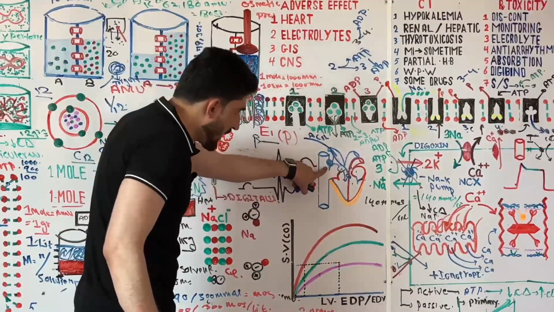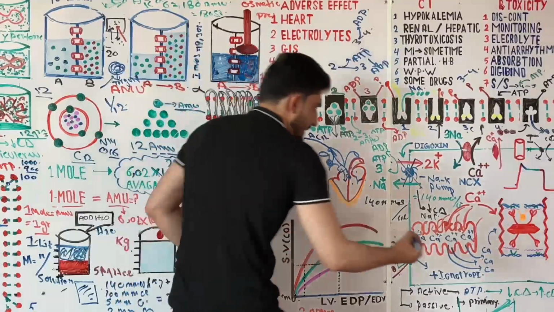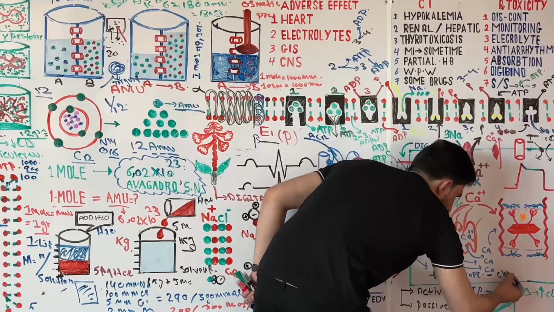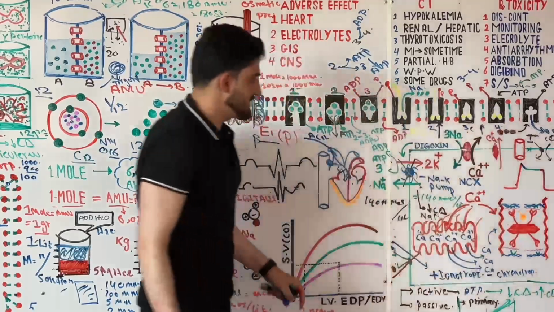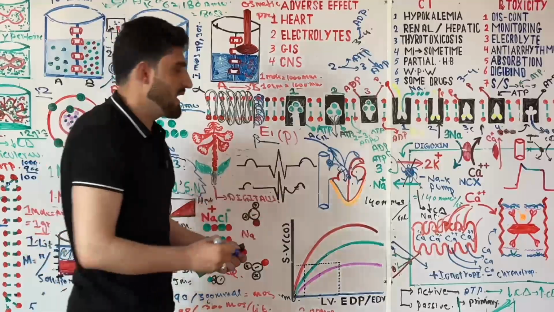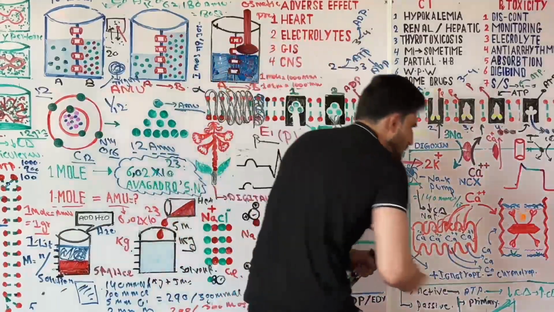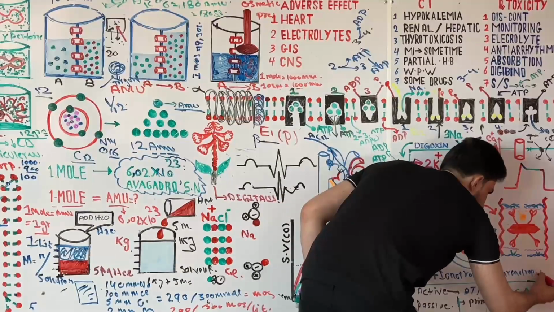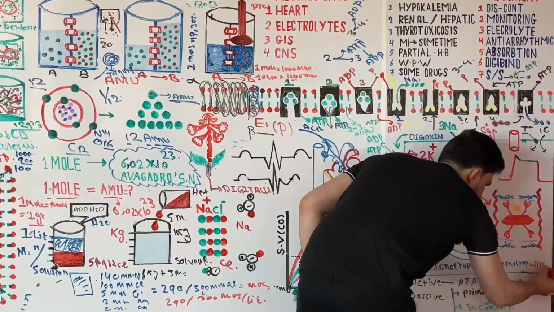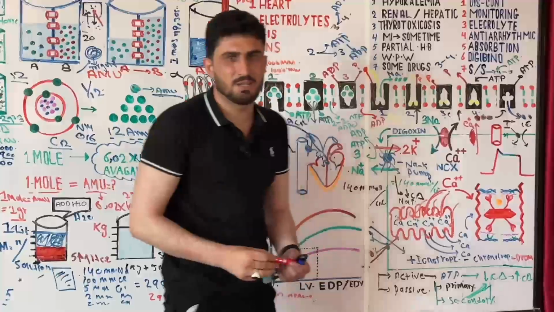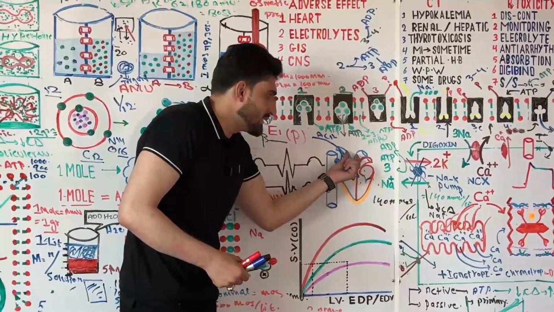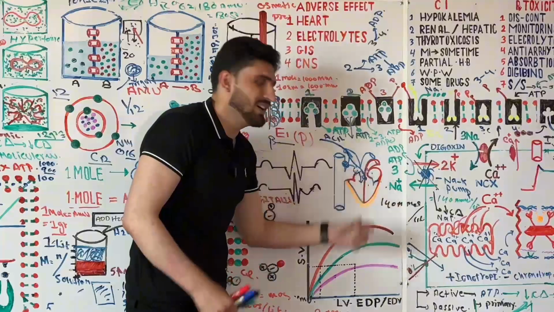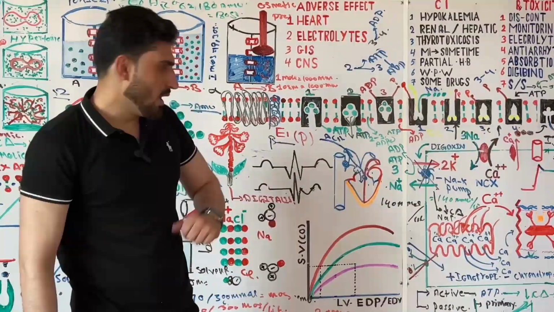So that's why digoxin is a negative chronotropic drug. It means it decreases heart rate, plus this is a negative dromotropic drug. It means it decreases conduction of impulses from the atria to the ventricles.